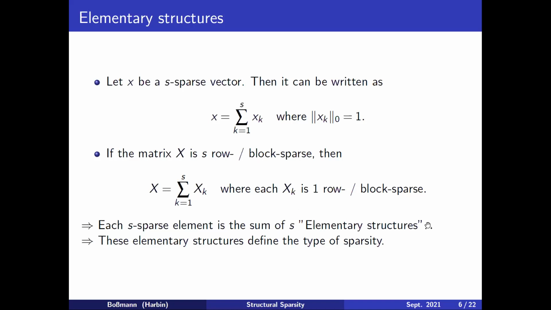And the interesting thing is, we have seen it this way around now. You say the matrix is S row sparse, and then you write it as a sum of elementary structures, but you can also do it the other way around. If you know what matrices are your elementary structures, then you can define the sparsity by this. And we will see this on the next slide.